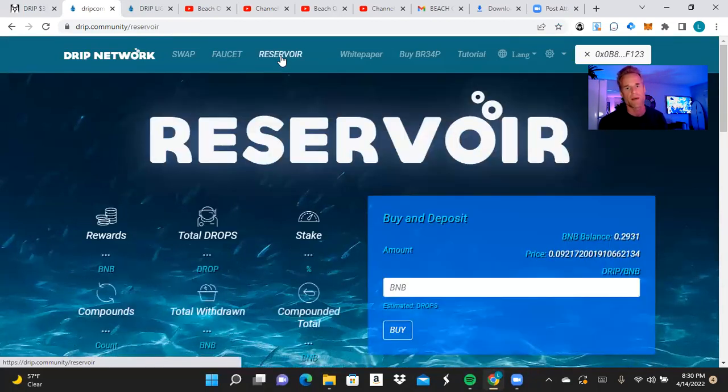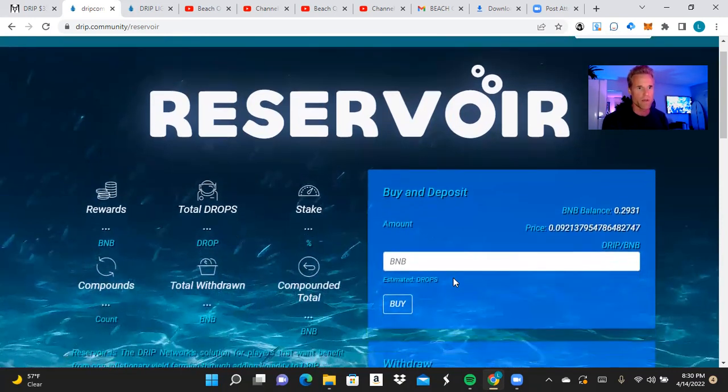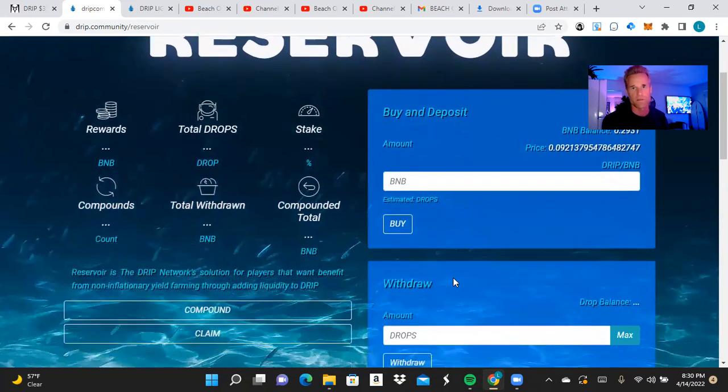when you deposit into DRIP, you put the deposit in and you can't get that deposit back, but you get paid 1% on the deposit every single day. But when you deposit into the reservoir, you can actually pull it out, or you let it sit in there and it does compound.